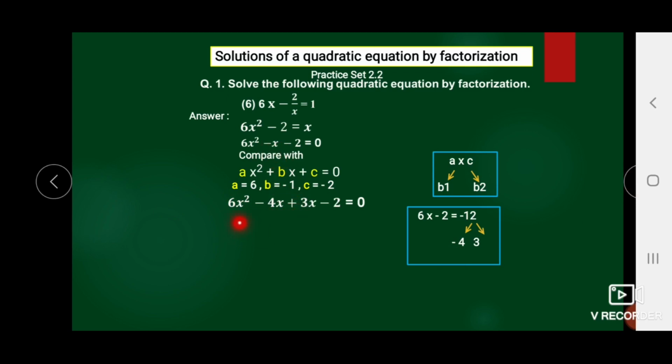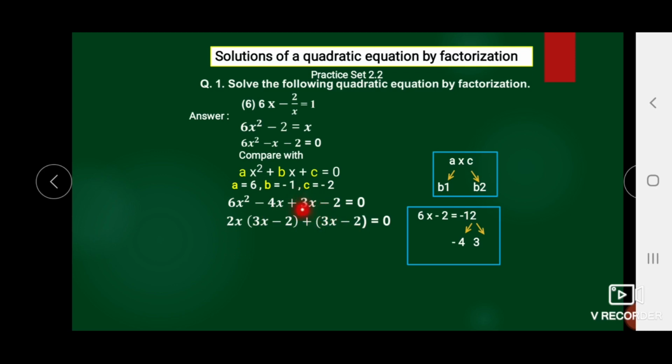So we take 2x common from the first two terms and 1 common from the last two terms. So we take 2x common, and in the bracket we have to write 3x minus 2. See, after multiplying by 2x to 3x we get 6x square, and 2x into 2 is 4, so we get minus 4x.